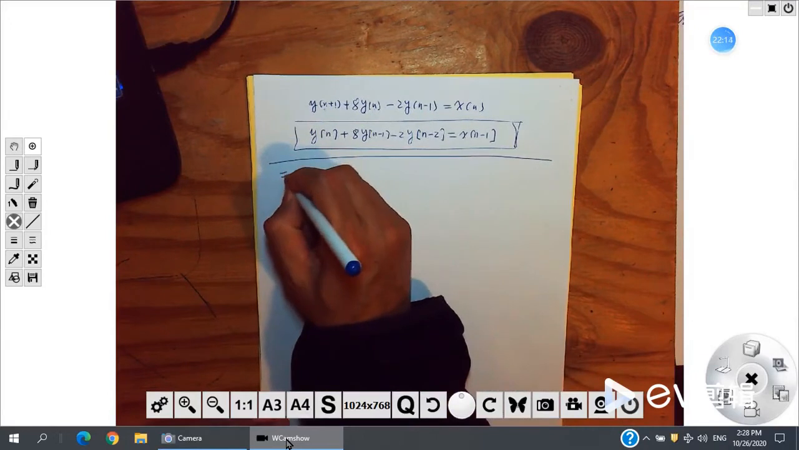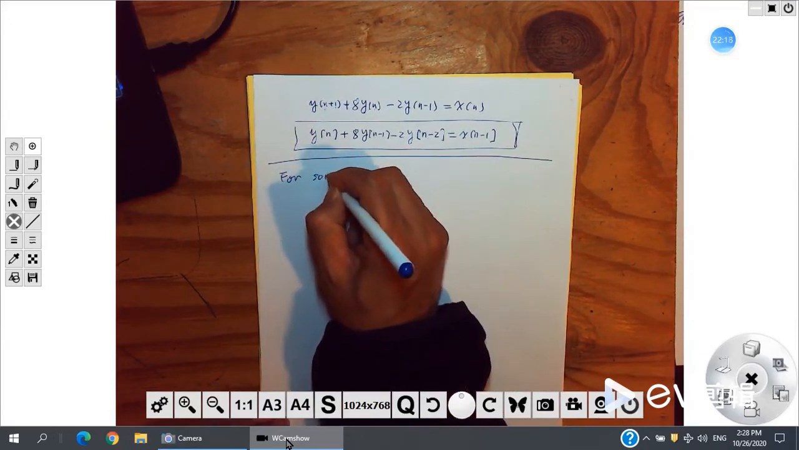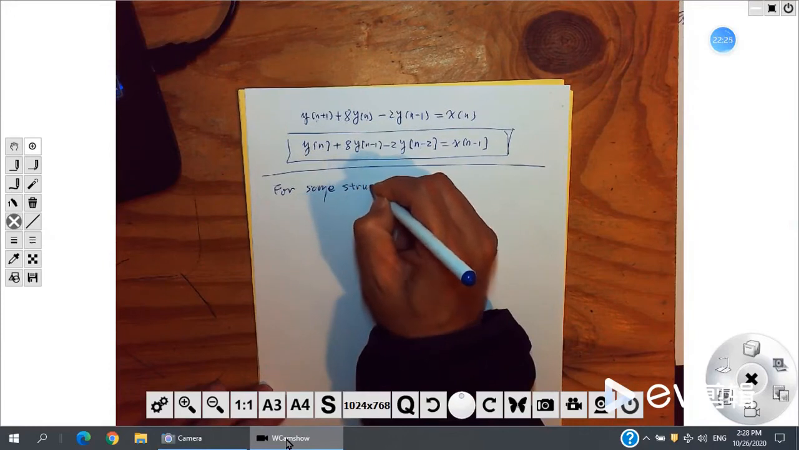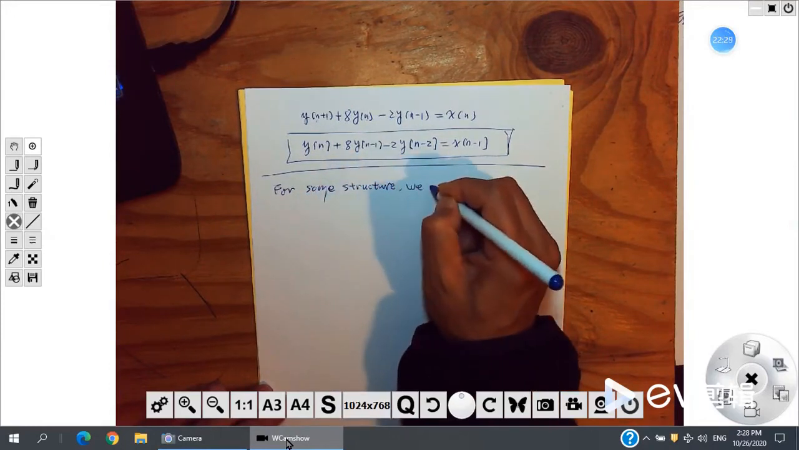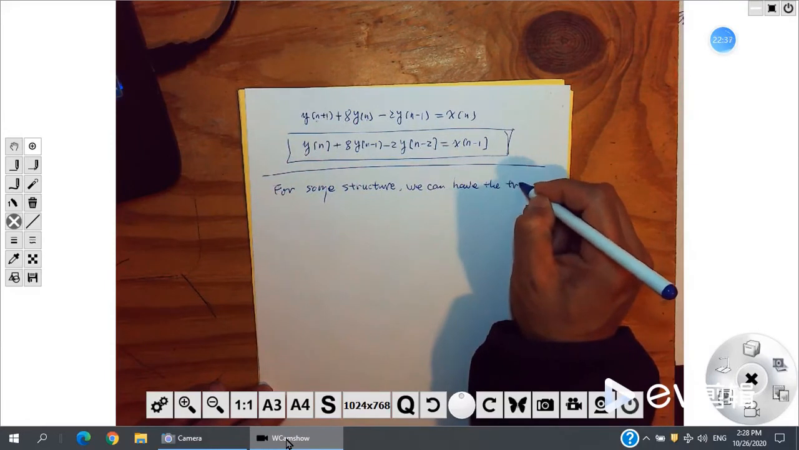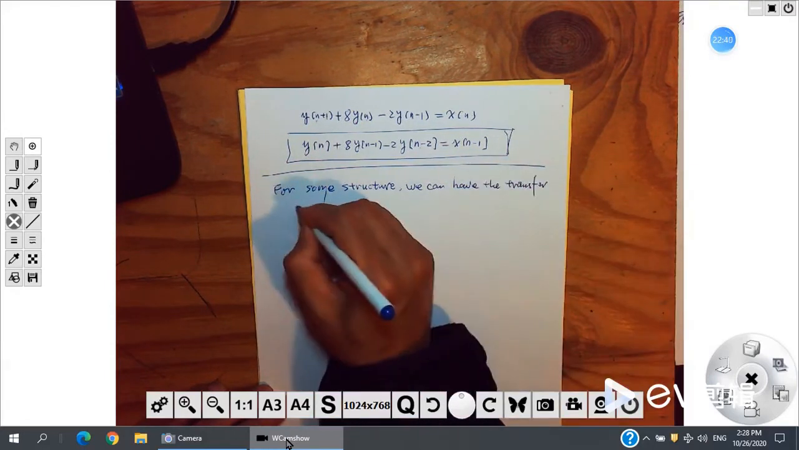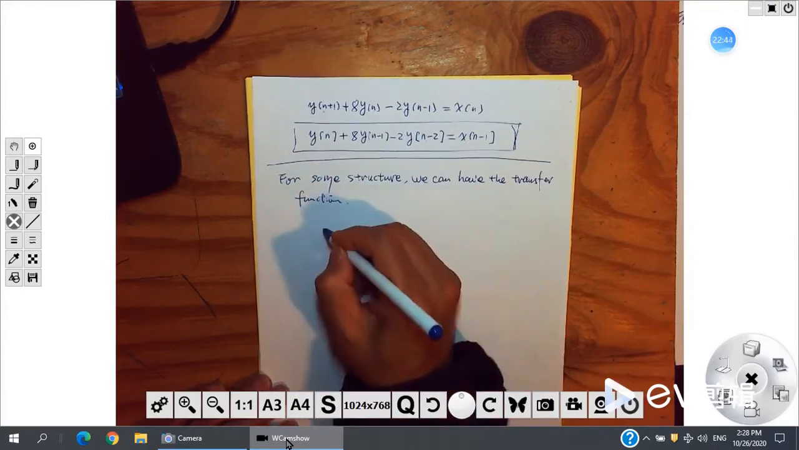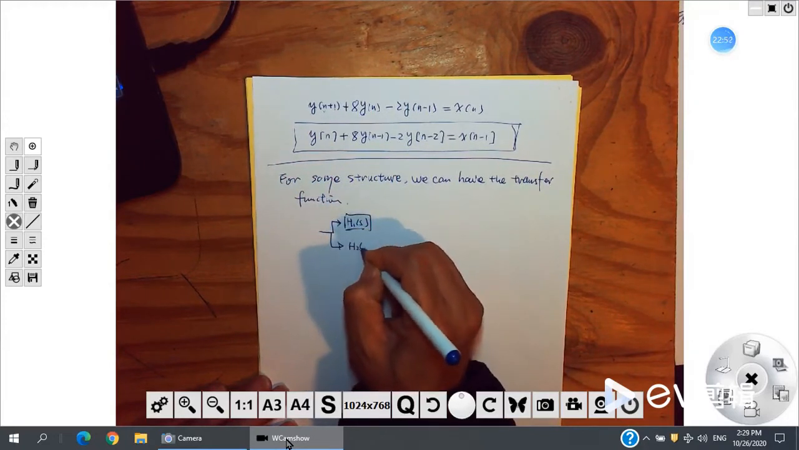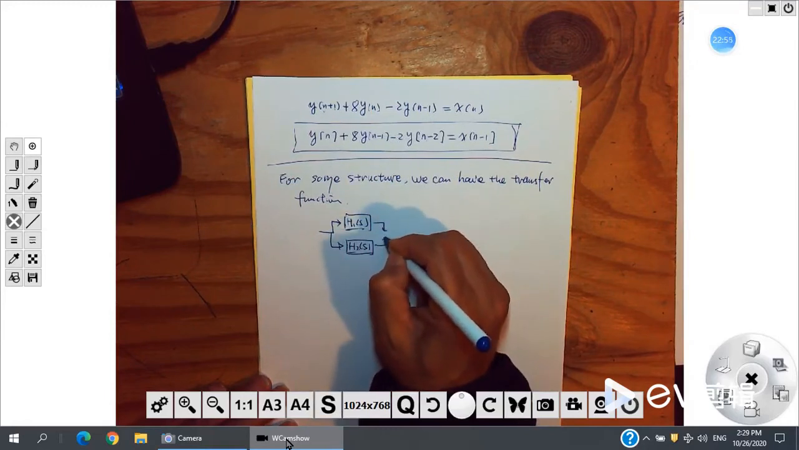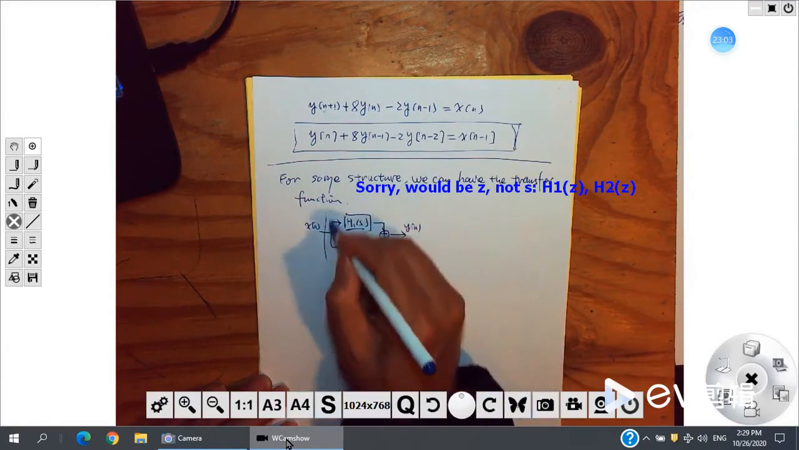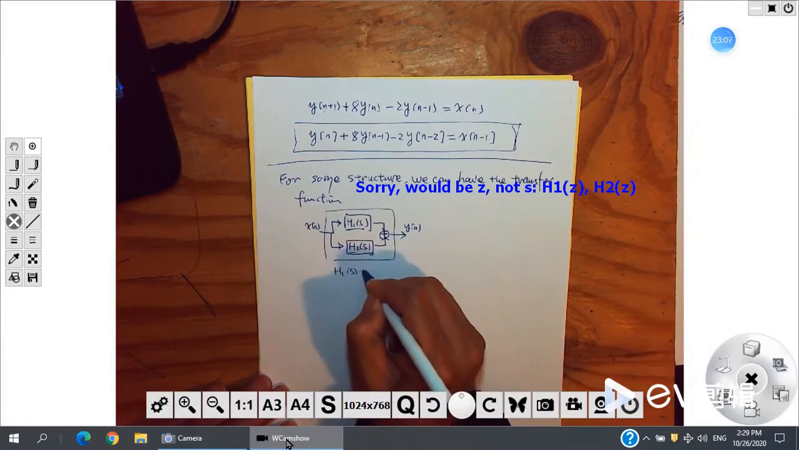So for some structure, we can have the transfer function like this. Why is it like this? If you have h1 of s and h2 of s, you have two small pieces, and they are connected together. So this is x, this is y. Then the overall structure is h1 of s plus h2 of s.